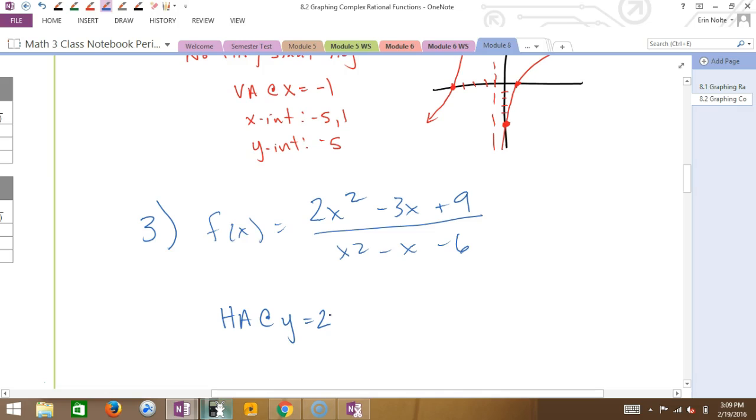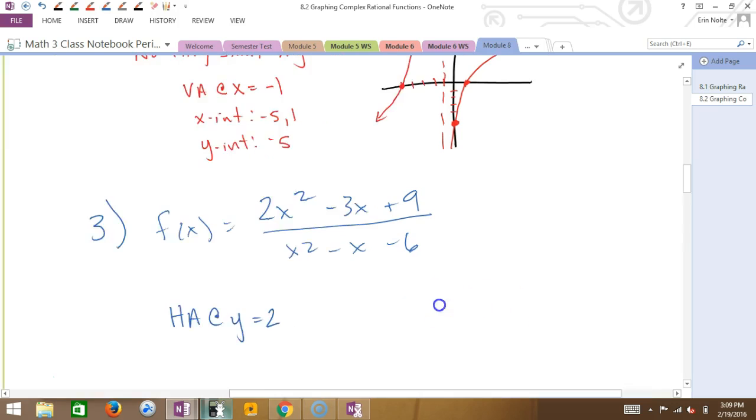Okay, so that's good. Next, I want to think about vertical asymptotes. Anything that makes my denominator 0 is going to be a vertical asymptote. So the next thing that I want to do is start factoring. Finding x-intercepts on the top, I want everything in factored form, and finding vertical asymptotes on the bottom, I want things in factored form. So what I'm going to do is factor.